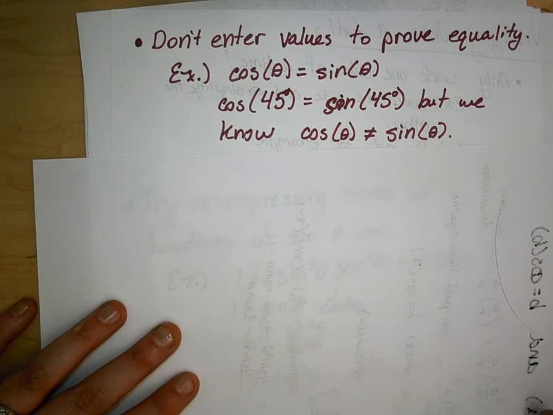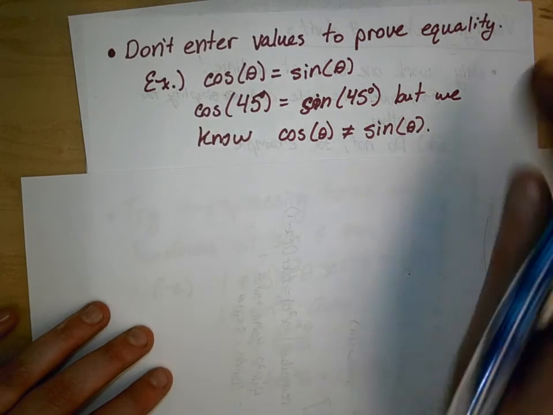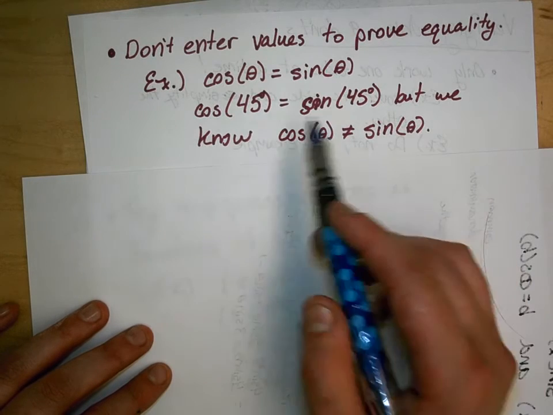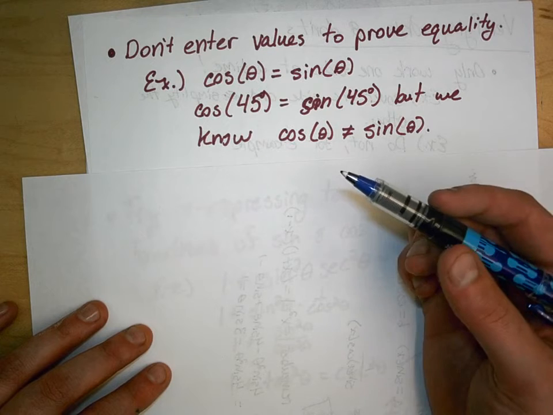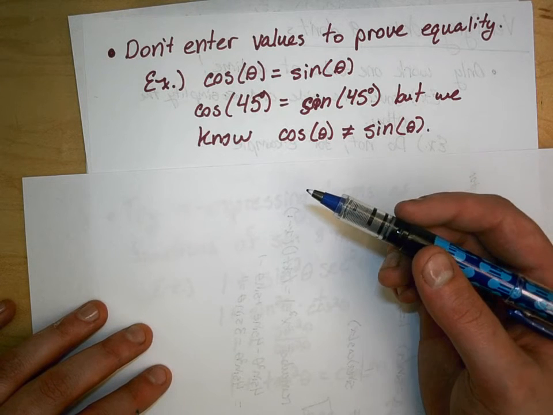Don't just enter values to prove equality. So for example, let's say that you wanted to verify that cosine of theta equals sine theta. Well, we know that that's not true. We can see multiple places on the unit circle where that's not true.